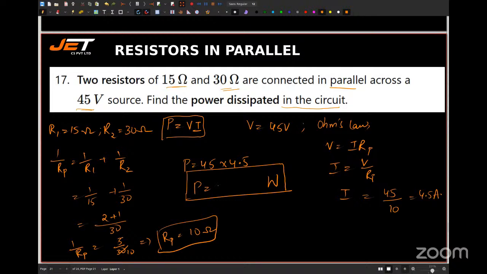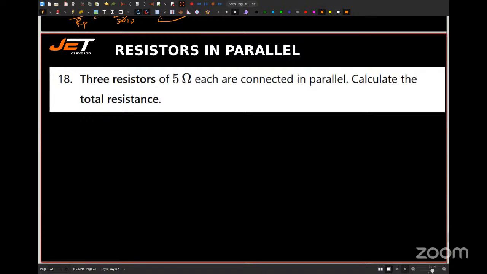Try to solve it. So 45 into 4.5 will be 202.5 watts. So this is the power. Yeah, correct. Next, connected in parallel, calculate total resistance.